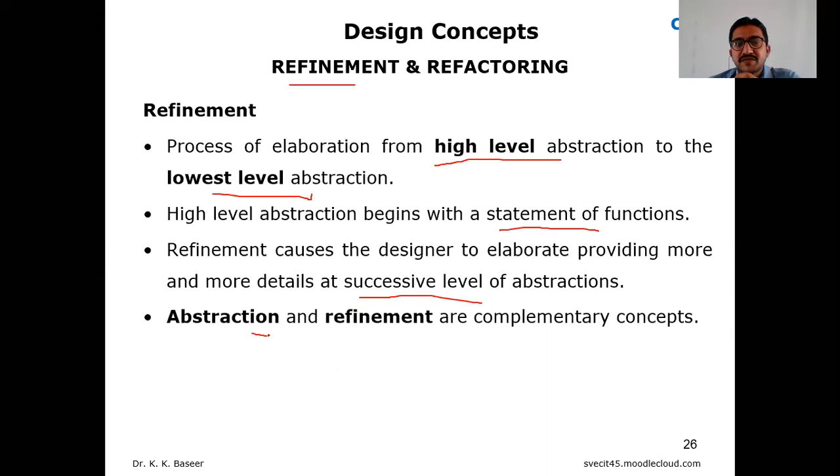And here, abstraction and refinement are both complementary concepts. Complementary means what? Abstraction will use high level details, whereas refinement will use low level details. That's why it is called complementary, opposite to each other, right? So abstraction and refinement are complementary concepts to each other.